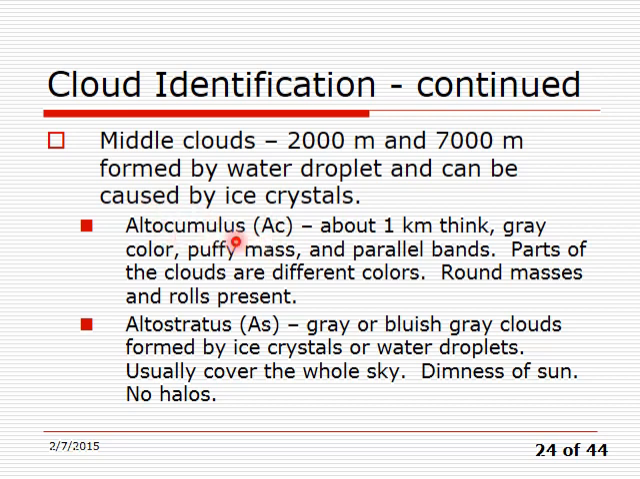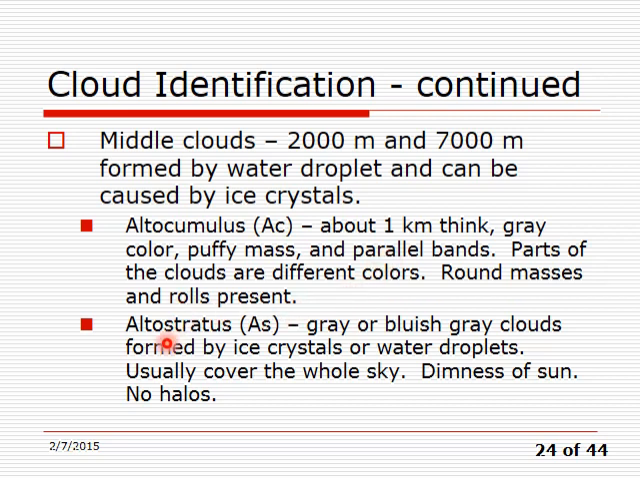So altocumulus, they are about 1 kilometer thick clouds. That should be thick, not thin. I apologize for that. They're grayish in color when you see them. They're puffy. They exist in parallel bands. And there are bands of different color clouds in these.